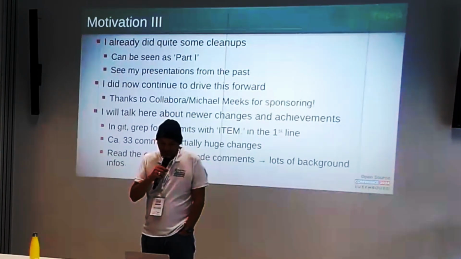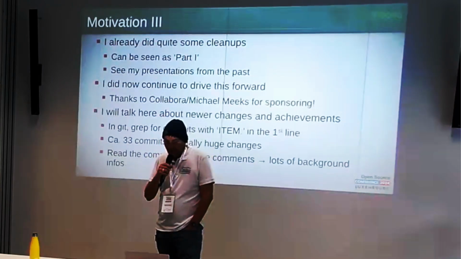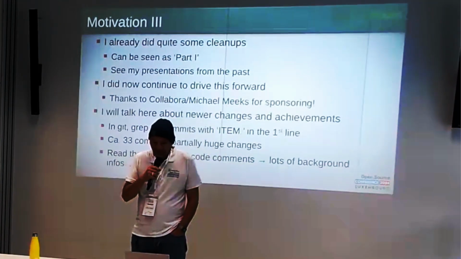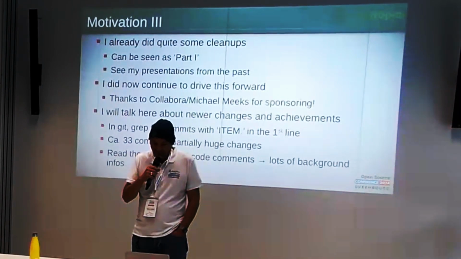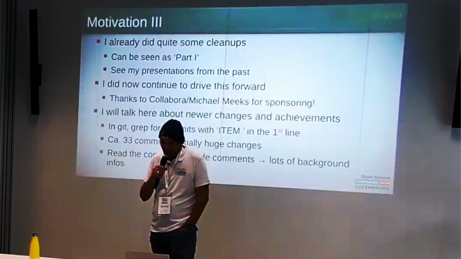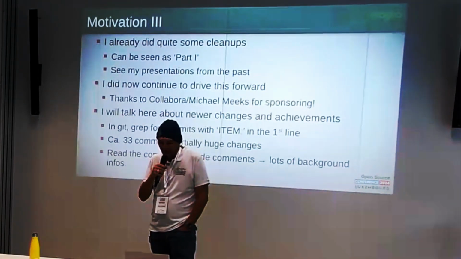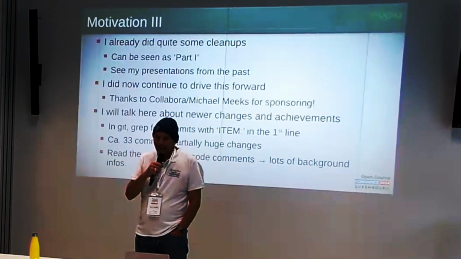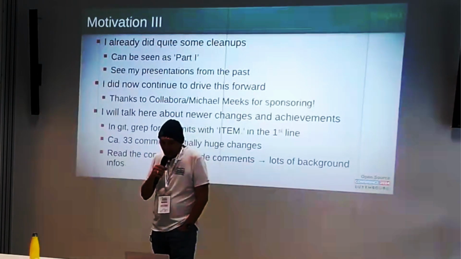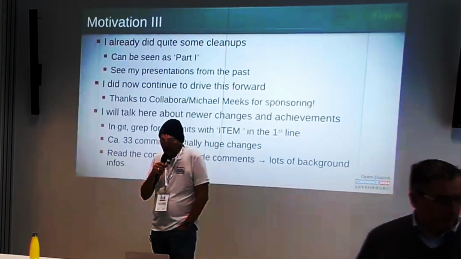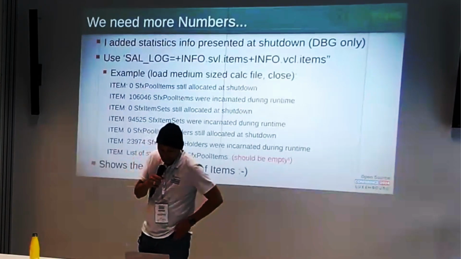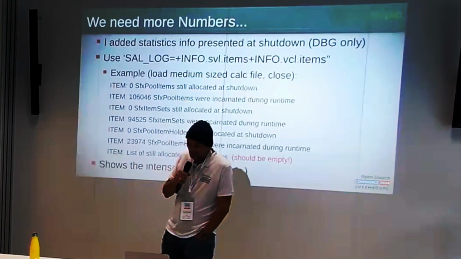So now we go into the newer changes, the second set of changes I did in the first half of this year. In Git you can just grep for 'item' with a colon, which I like to use with commits so that it's easy to grep and gives a group of stuff which fits together. There are something like 33 commits. And if you are interested in technical details, you can check the code comments and commit comments. I always try to make them readable and reflecting information that should not get lost.